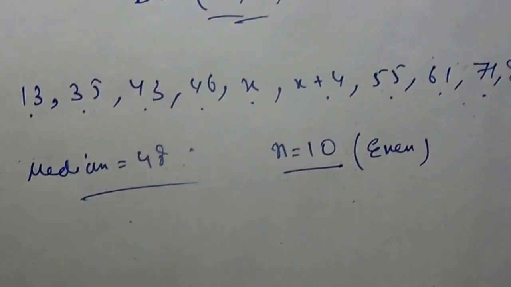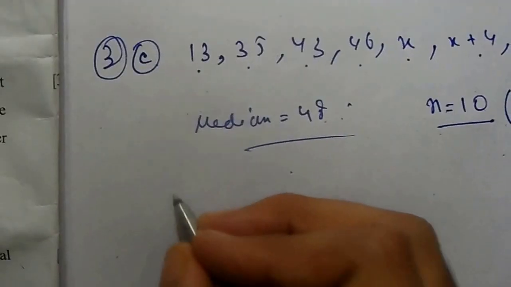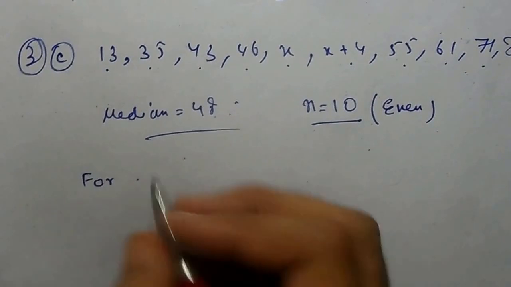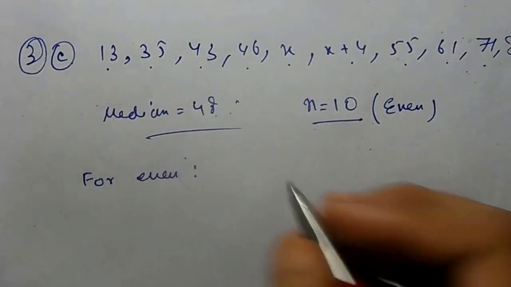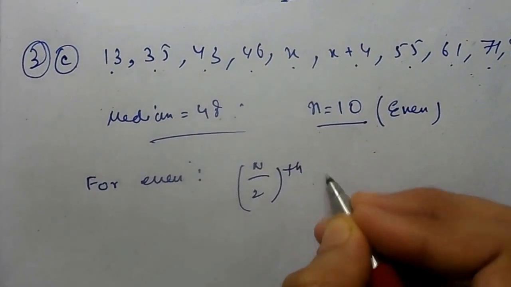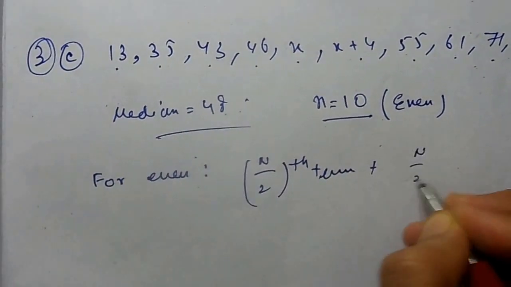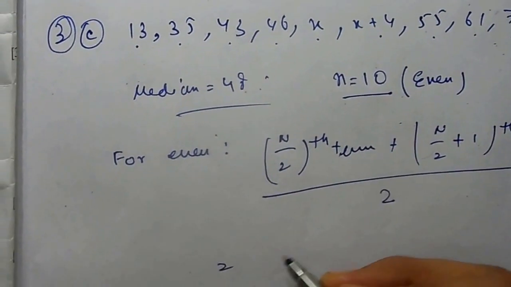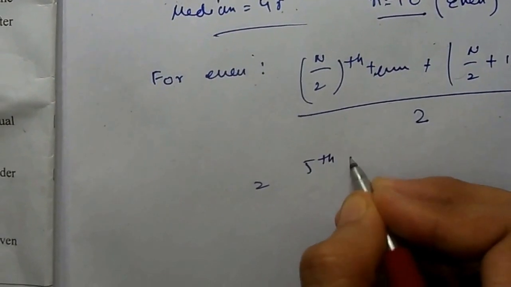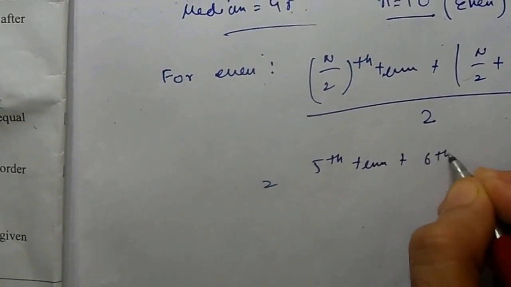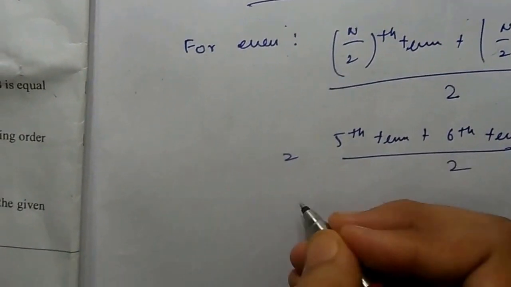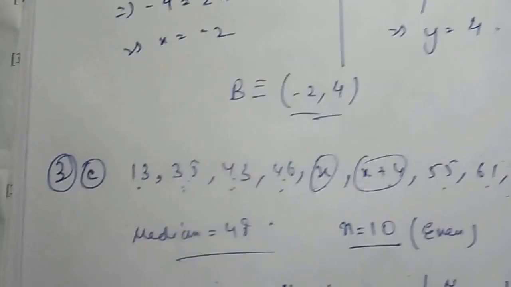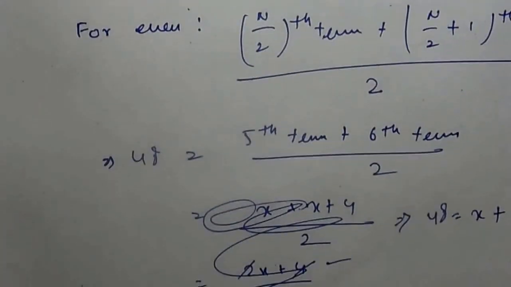Now for median, we have two different formulas. One is for odd and one is for even. So for odd, the formula is quite easy, n by 2 plus 1th term. Now for even, it's quite long, but it is easy. N by 2th term plus n by 2 plus 1th term, divided by 2. So n is 10 over here, so it will be 5th term plus 6th term divided by 2. So now the 5th term over here is 1, 2, 3, 4, 5, x. 6th is x plus 4, divided by 2.